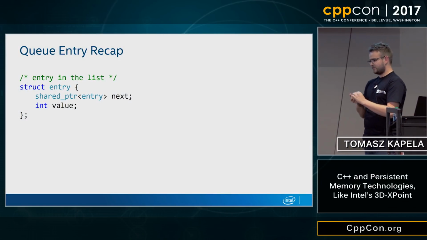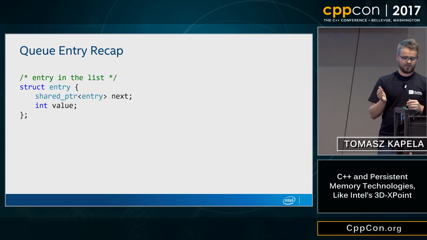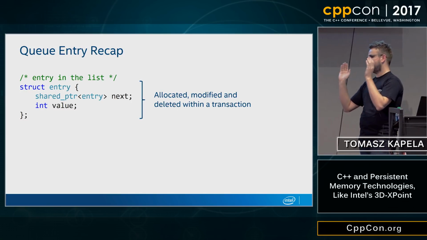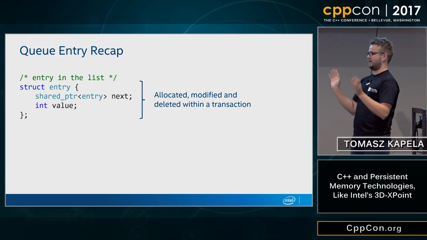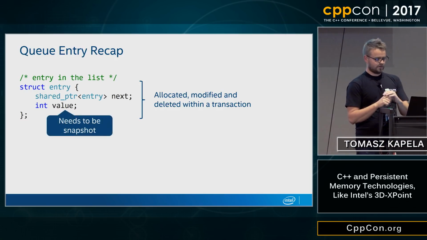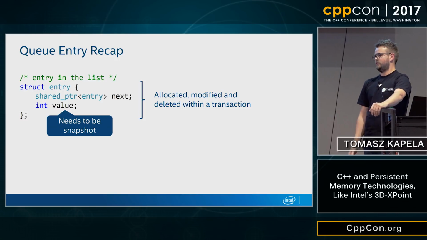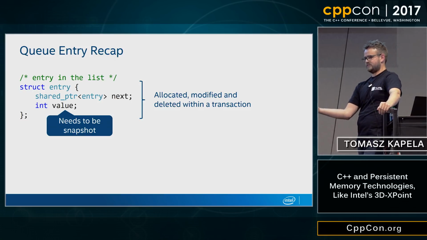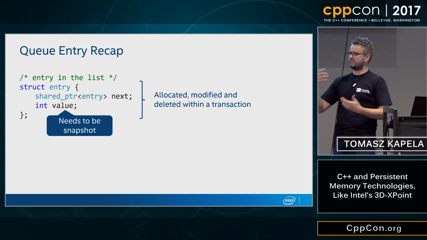This is our entry in the queue. This will get allocated, modified, deleted, depending on what the API call is. So what you want to do is snapshot the state of the object. The int value has to be somehow remembered by the transaction, so that in case you abort the transaction, you have to revert the state.